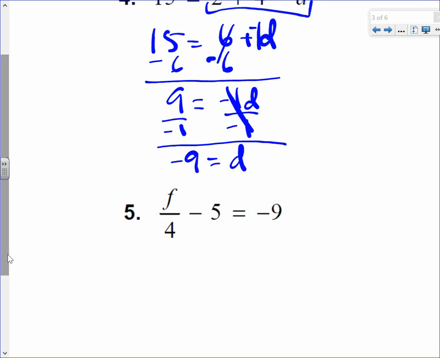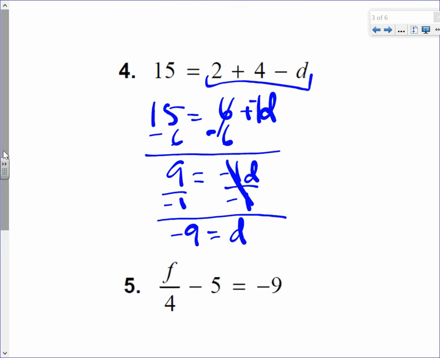Questions? So number 5 is kind of important because a lot of people will get confused with the minus D. It's really a plus negative 1D. You want to put that there.